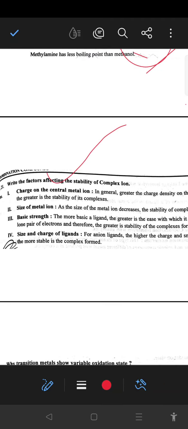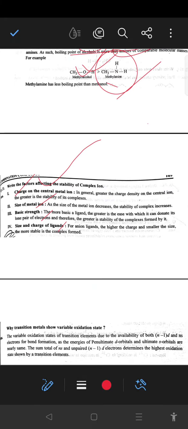Next है factor affecting the stability of complex ion. So there are factors which are affecting the stability of complex ion. First, the charge on the central metal ion. Second, size of metal ion. Third, basic strength, and size and charge of ligand. So the charge on the central metal ion: in general, the greater the charge density on the central metal ion, the greater is the stability of the complex. ठीक है. Size of metal ion, as the size of metal ion decreases, the stability of the complex ion increases.